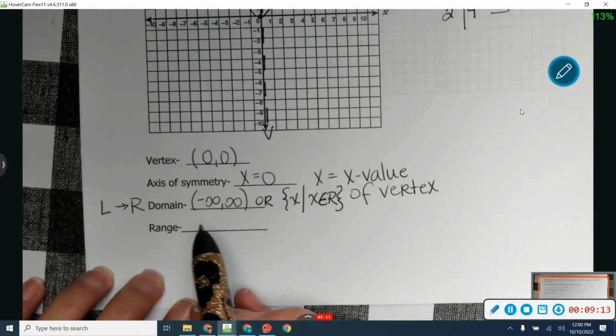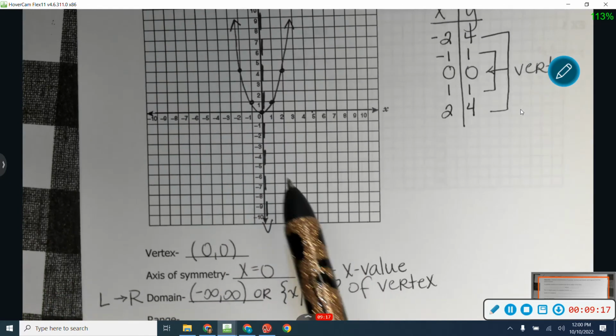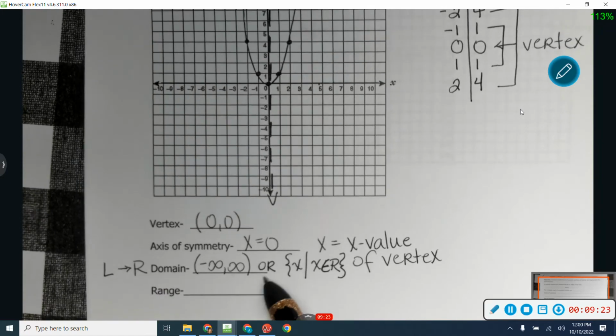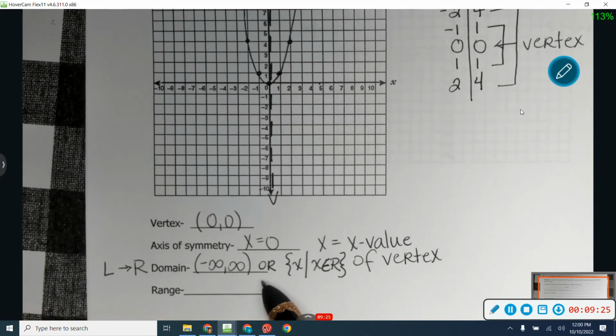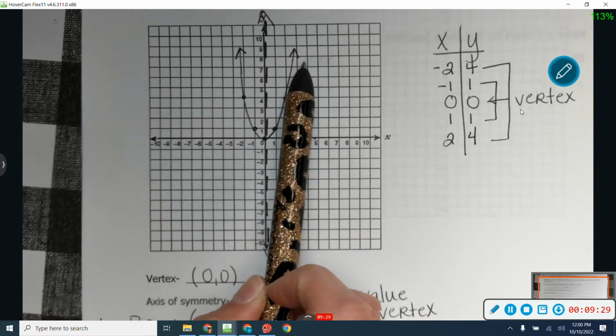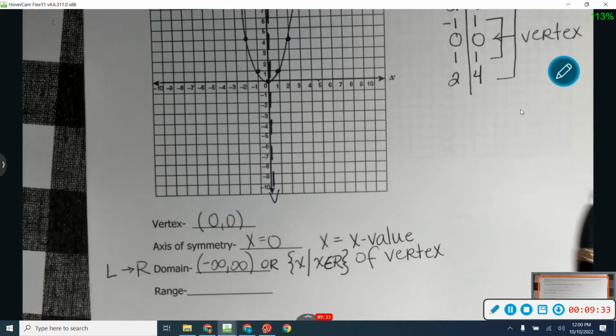Your domain, because this is a continuous function, will be the same every single problem. I told them earlier, if you don't get a single thing right, you should at least get domain right, because it doesn't change. It's going to be all real numbers because you're always going to have arrows on both ends. Your range will change though, according to your graph.